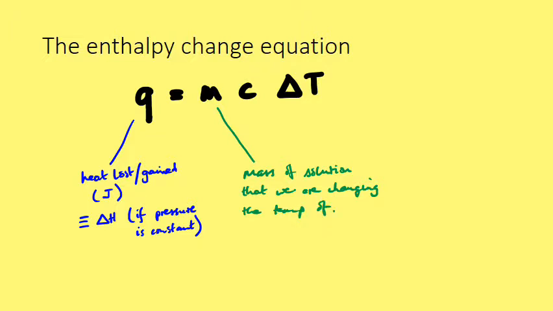Okay, so if it's a combustion reaction, obviously the temperature of the water is going to increase. But if it's an endothermic reaction in solution, the temperature of the water is going to decrease. So that's why I've said which we're changing the temperature of. So that's the mass of the solution that we're changing the temperature of. And C from physics, C is the specific heat capacity. So this is the specific heat capacity.